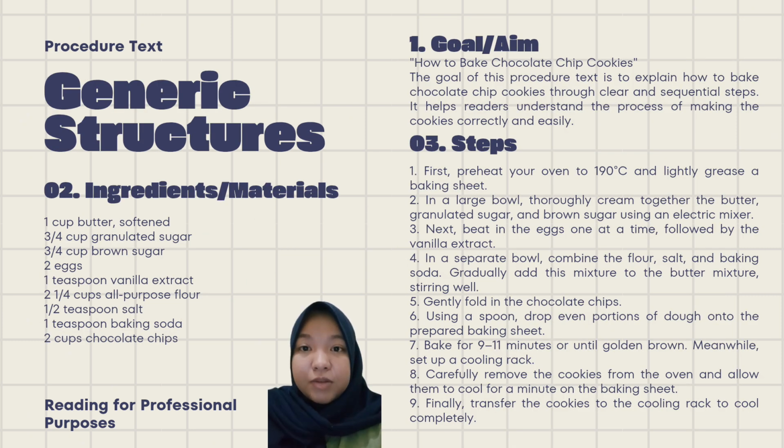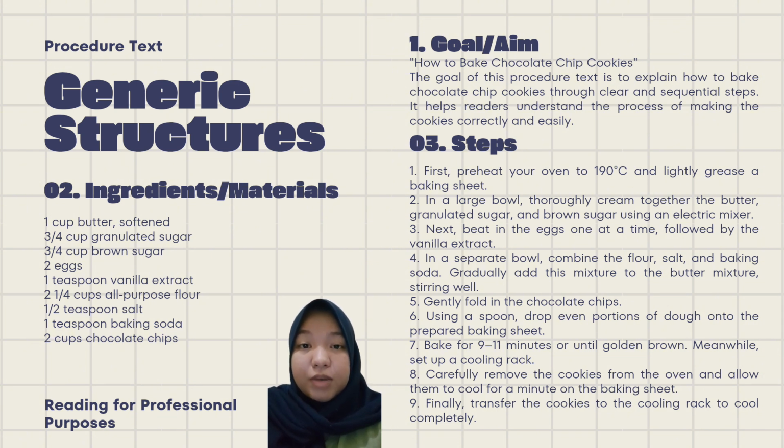From this text, the first generic structure is the goal. The goal of this text is to explain how to bake chocolate chip cookies through clear and sequential steps. From the title, readers already know what they are going to make. The second structure is ingredients or materials. This section contains the ingredients needed to make the cookies, such as butter, sugar, eggs, flour, and chocolate chips.